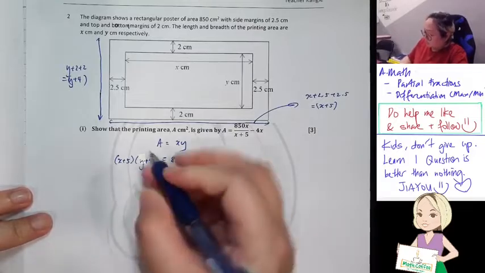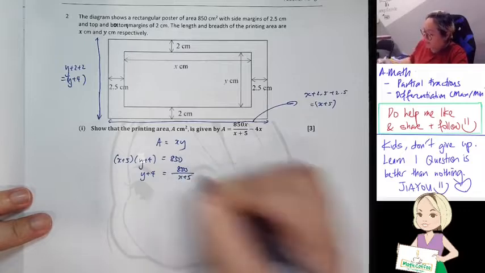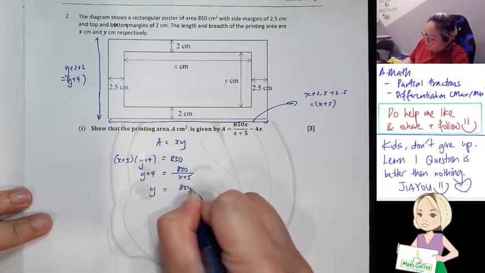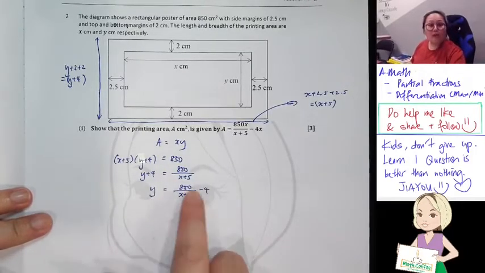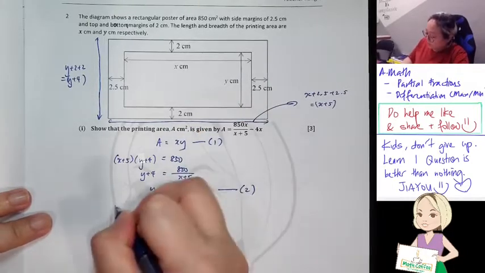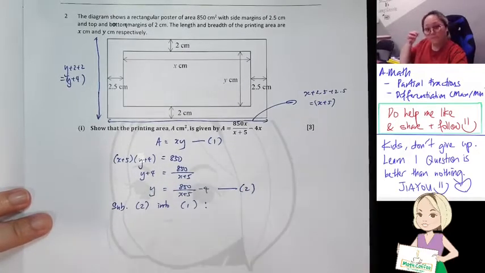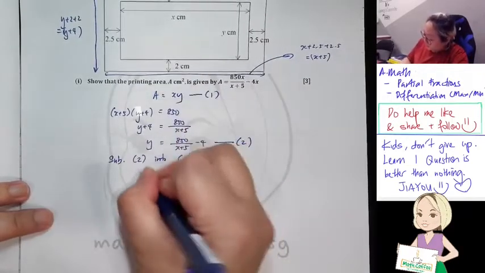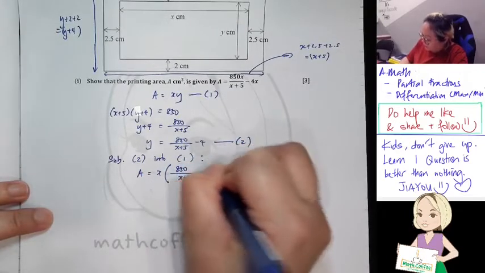Okay, so this is multiply, right? So I will say y plus 4 is equals to 850 divided by x plus 5. Then I want to make y the subject, so y will be equals to 850 over x plus 5 minus 4. So do you see that I have y in purely x? So this is the equation 1, and this is the equation 2. So I'm going to sub in my equation 2 into equation 1. So A is equals to x times y. So put a bracket, 850 over x plus 5 minus 4.